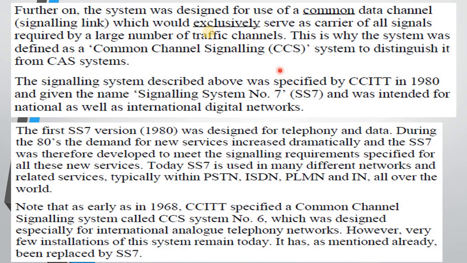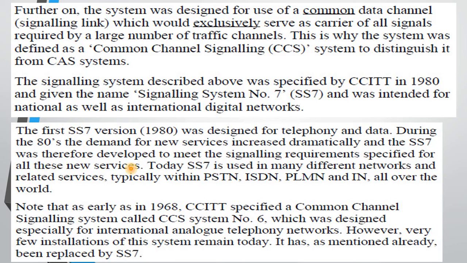As the name suggests, the system was designed for use of common data channel signaling, which would exclusively serve as carrier of all signaling signals required by a large number of traffic channels. This is why this system was defined as the common channel signaling system. It was specified by CCITT in 1980 and given the name SS7, and was intended for national as well as international digital networks.